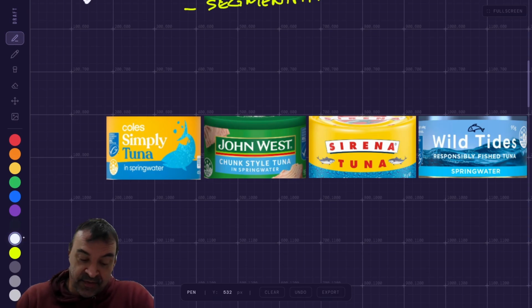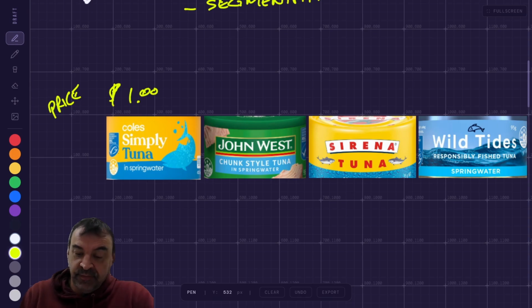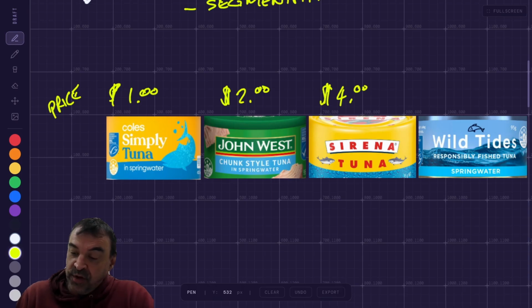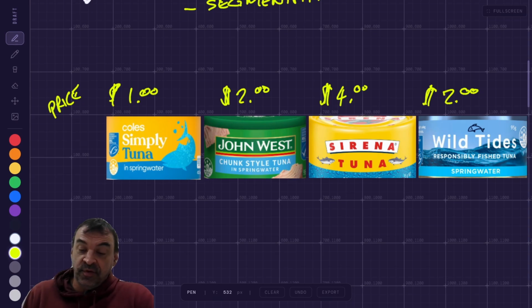But what we do notice about these particular ones is, well, we notice price over here. Simply Tuna is $1 relatively. John West is, relatively speaking, twice as expensive. Serena Tuna, relatively expensive, is like $4. And Wild Tides is approximately $2. So we've got the really expensive one, the really cheap one, and the others in the range.